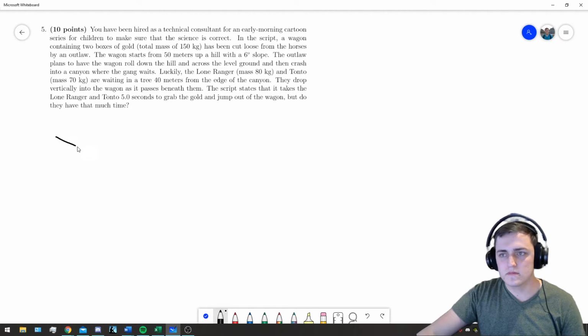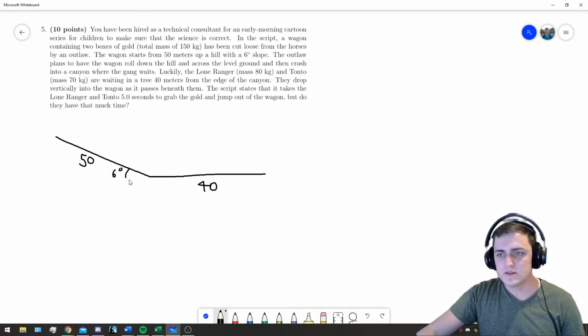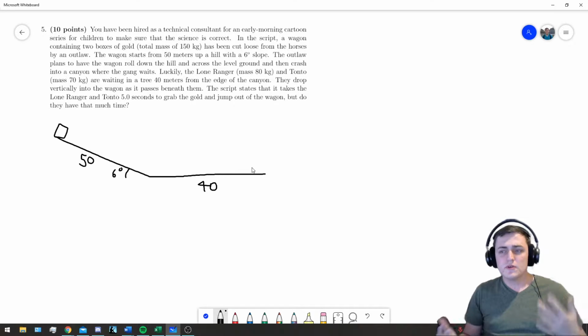So we have 60 meters down the hill, 50, my bad. 50 meters down the hill, 40 meters along the straight. This is at 6 degrees, and we have a wagon. And what we're doing is we're seeing the Lone Ranger and Tonto.